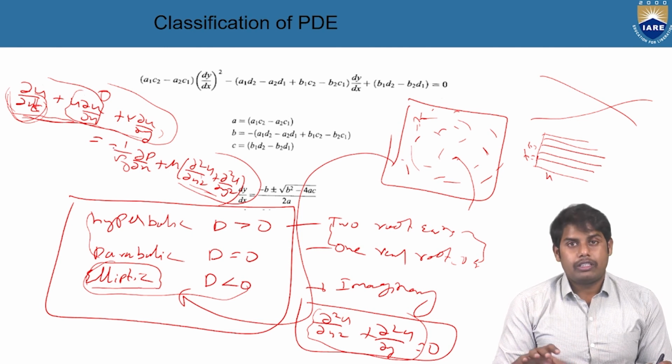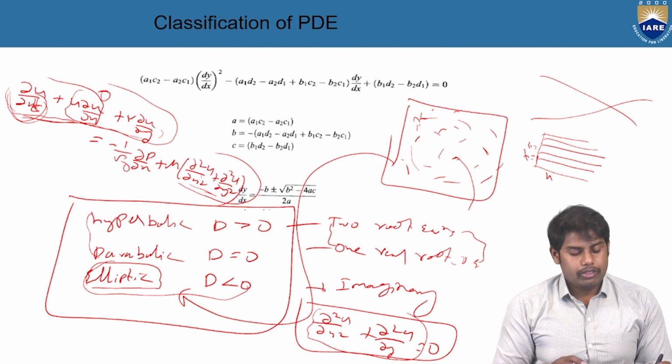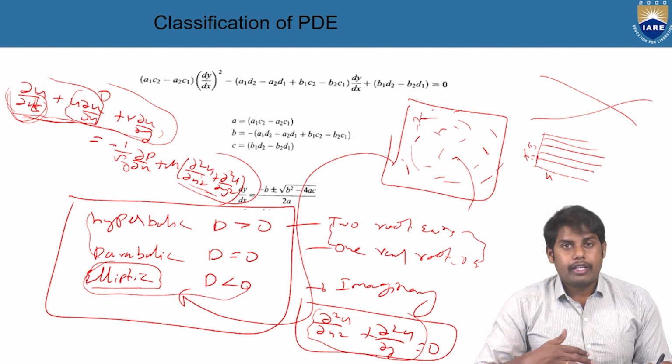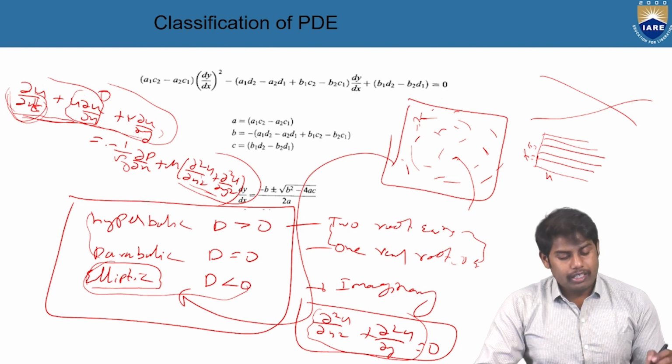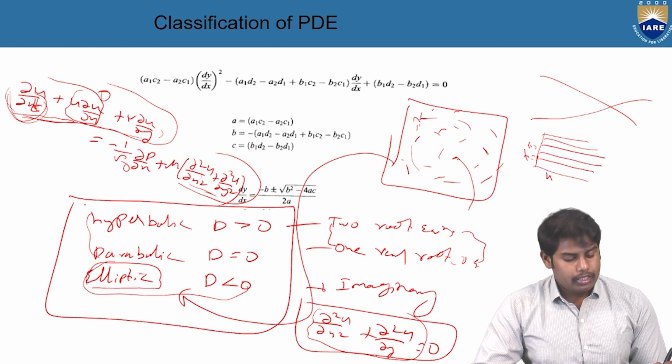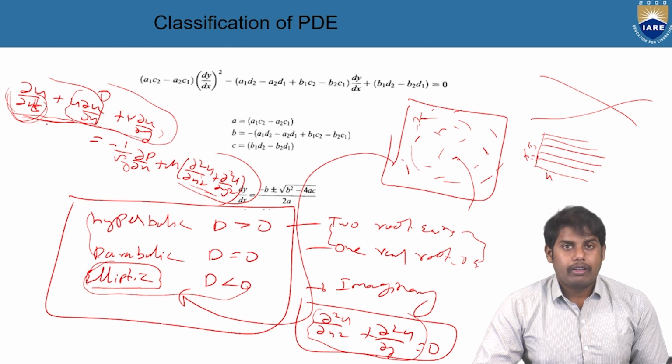If you use some assumptions and simplify this equation, then you will fall into some other form. That's why we are learning this classification of PDE. In the next modules, we will first see how a second order linear PDE is classified as hyperbolic, parabolic, and elliptic. And then how we relate it to our Navier-Stokes equation, we will see in the next module.